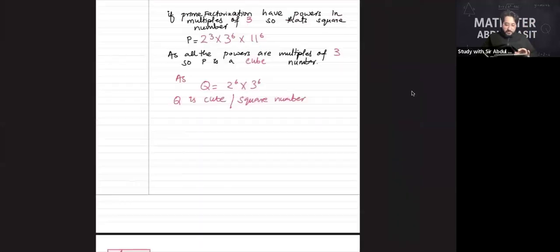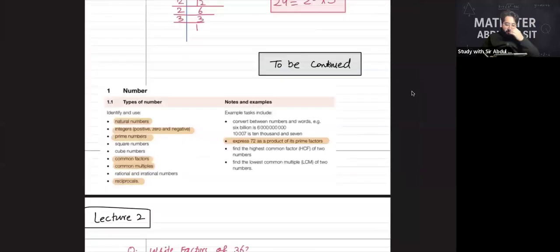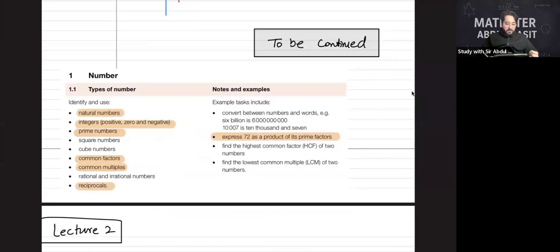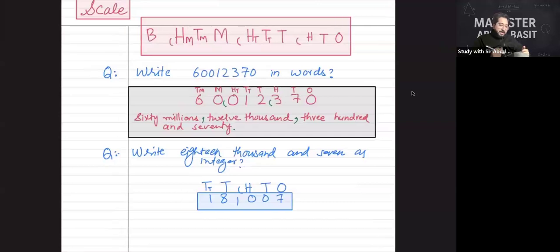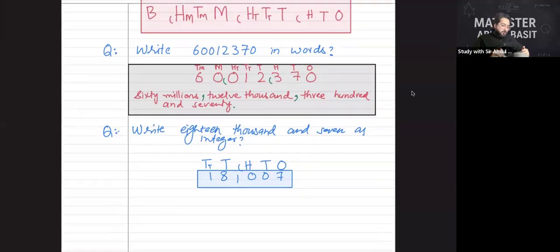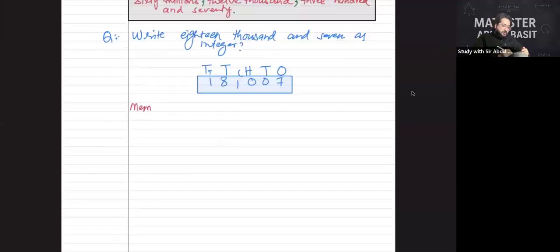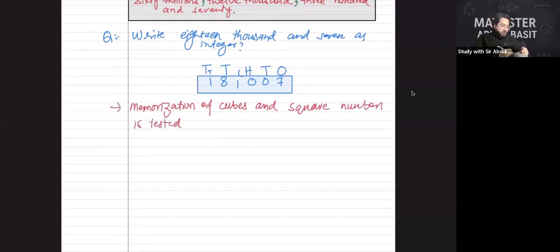So that's done. Let's see what is left according to the syllabus. We have done everything. Now let's talk about some square and cube numbers and rational and irrational numbers, and then we are done. In the Cambridge examination, remember one thing: you are tested on some memorization, and that is memorizing cube and square numbers. Memorization of cubes and square numbers is tested in the exam. So how many should we memorize? Square numbers, the first 15. You should memorize those. So we know that.